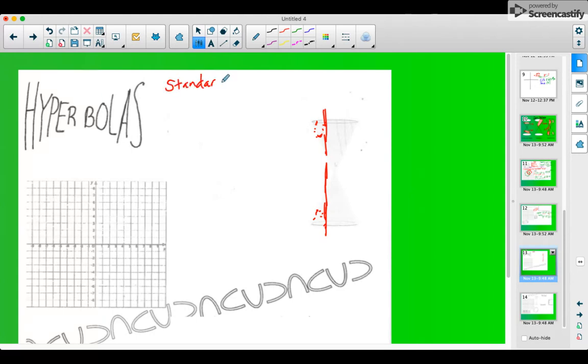I'm not going to spend a ton of time on hyperbolas because these are considered an advanced Algebra 2 skill. They are not something you're going to be expected to do a ton of. If you want to use them for your project, they might be kind of handy. But this will be your setup.